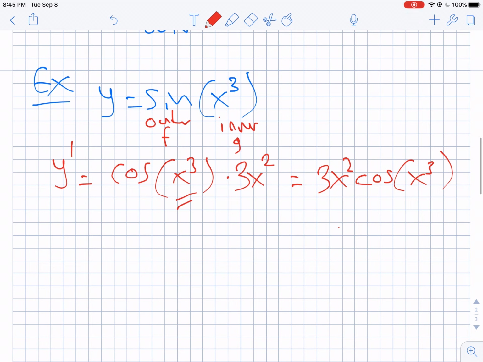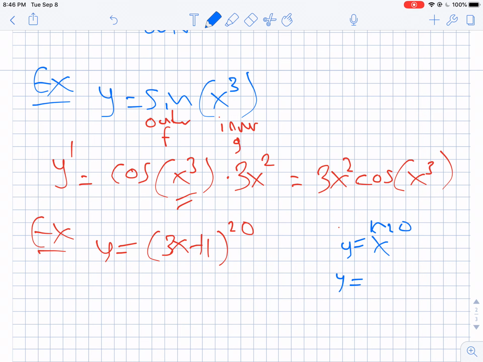Another example you might see, suppose we have to differentiate, say, y equals (3x plus 1) to the 20th power. Now again, if we had something like y equals x to the 20th, we'd start by just saying, let's bring the 20 down. So it's like 20x to the 19. And I'm going to do the same thing here.